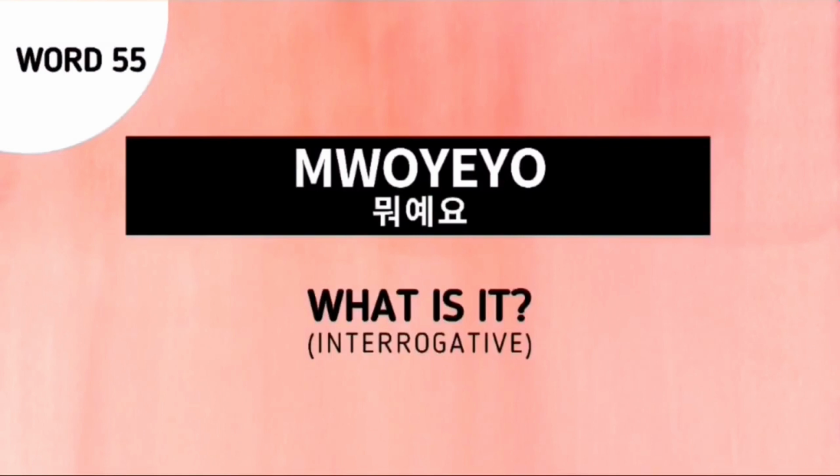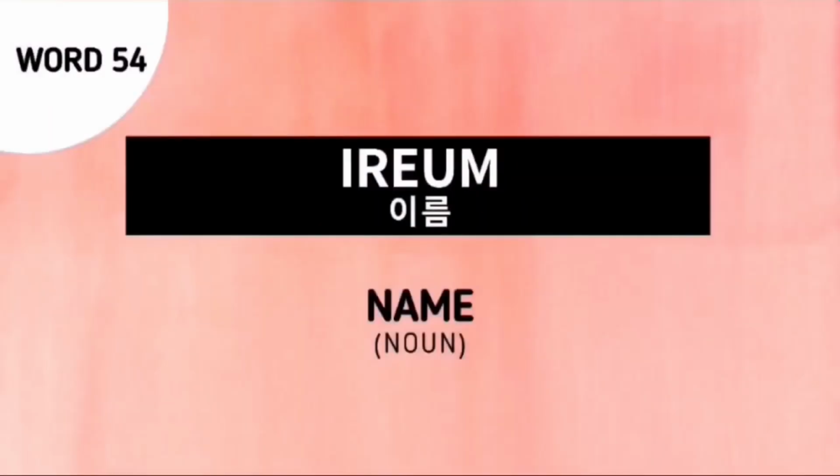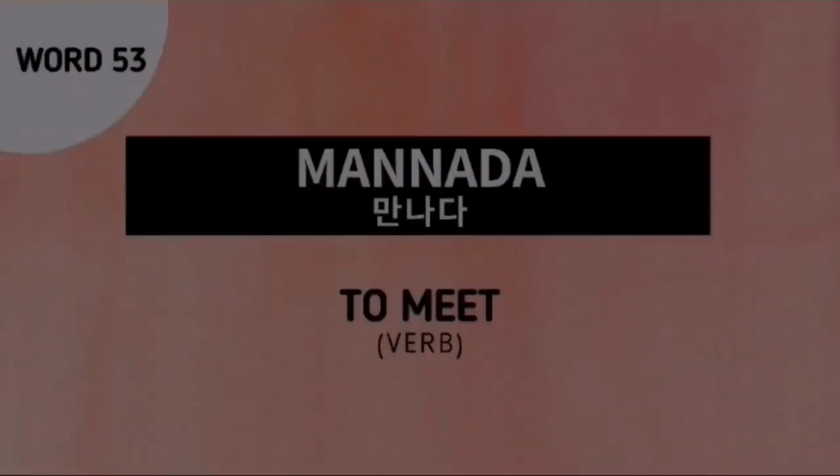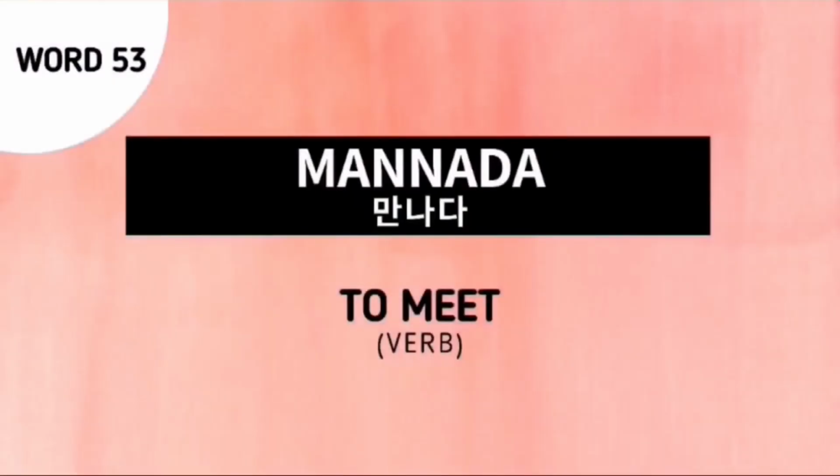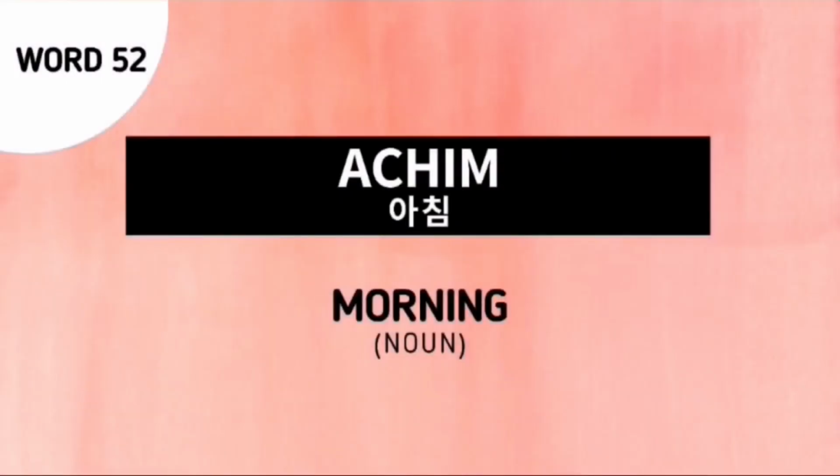The first word for our review is word number 55, 뭐예요, and this is used to ask, what is it? Next word for our review is word number 54, 이름, which means name. Next word for our review is 만나다, which means to meet. Next word is 아침, which means morning.